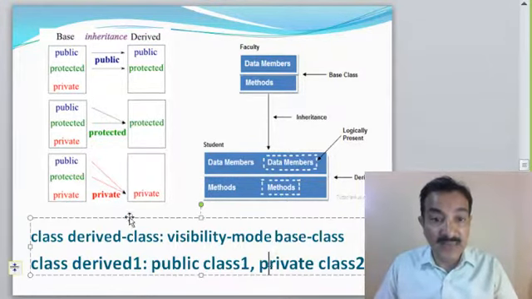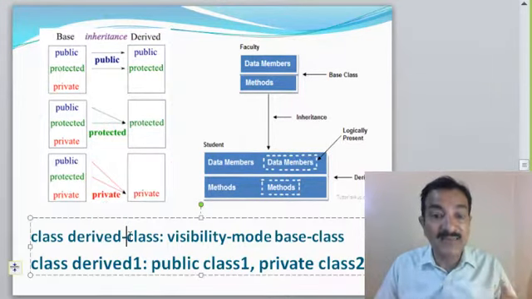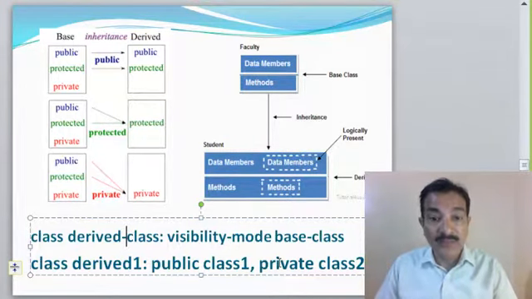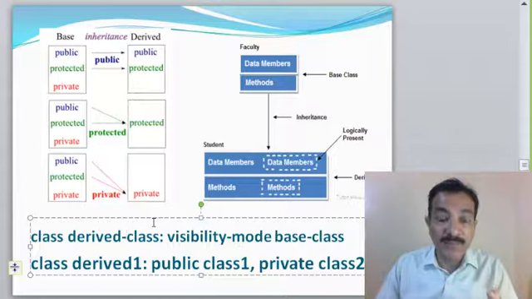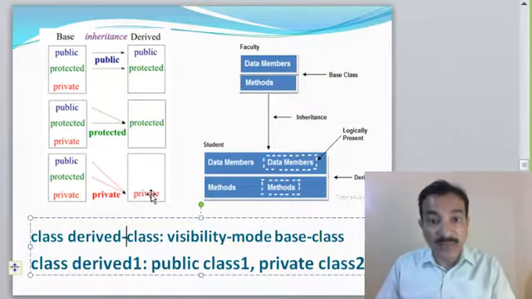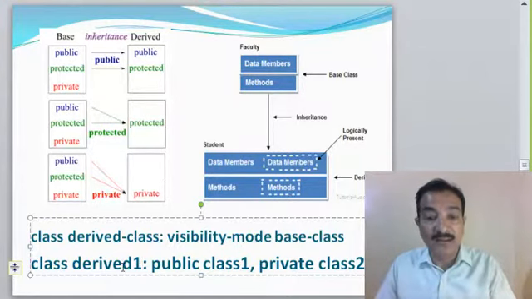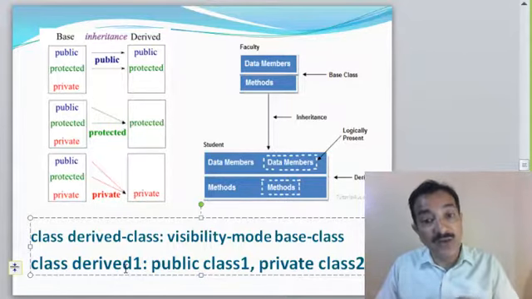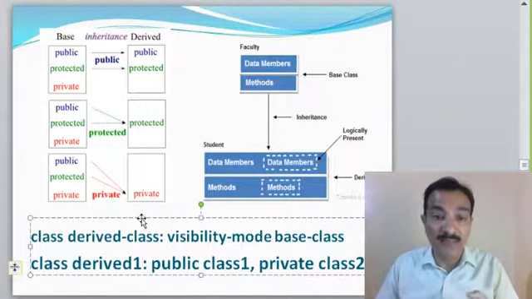Now, as we are seeing here, if the derived class inherits the base class as a private class, then it will be able to inherit all the public and the protected data members. But if derived class 1 is again inherited by a derived class 2, then that derived class 2 will not be able to access any of these public and the protected members.